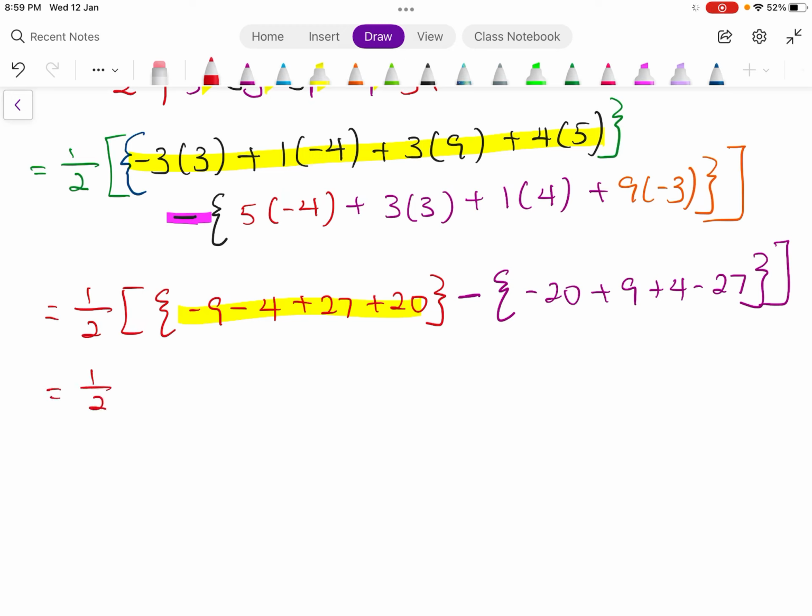So this one is equal to half, then a bracket, negative 9 minus 4 plus 27 plus 20, so you should get 34. Then you minus away minus 20 plus 9 plus 4 minus 27, so you should get minus 34. Then close the bracket. You notice here, minus minus means plus. So 34 plus 34, which is 68.